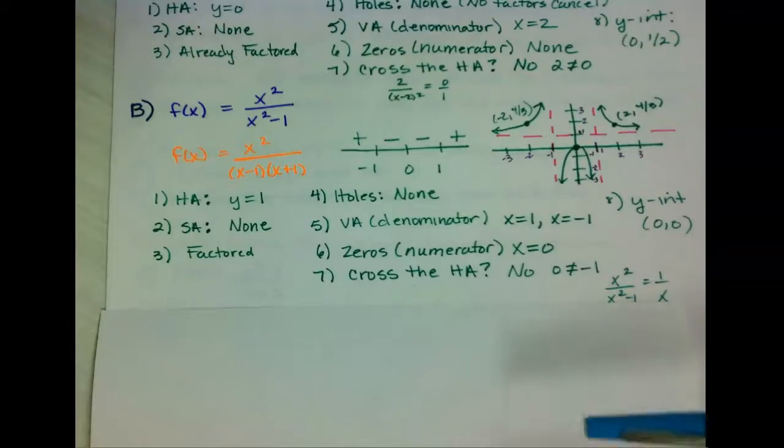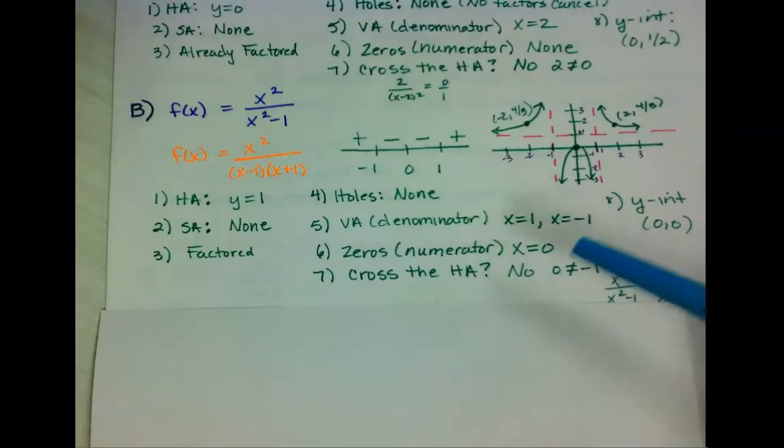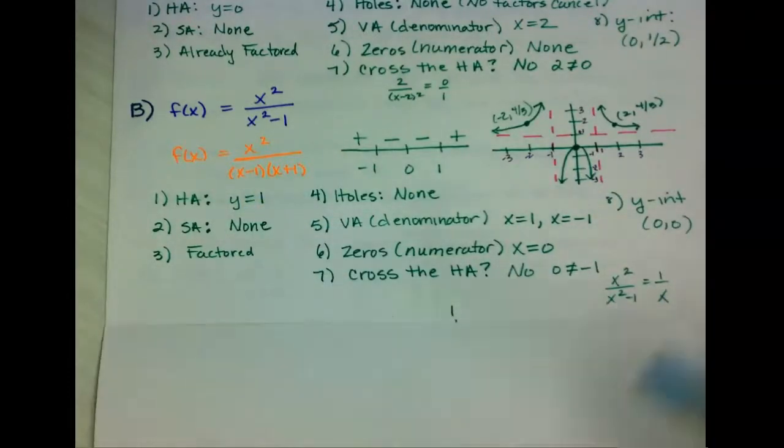Does it cross the horizontal asymptote? Well, we take the simplified version equals, and then we take 1 over 1 because that's how you would set up that fraction. Then you multiply. So this times this equals this times this, and you get 0 equals negative 1.